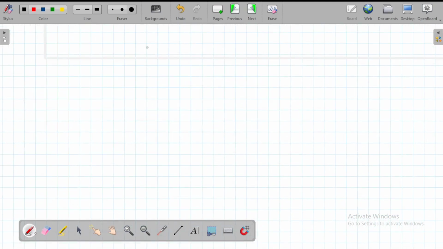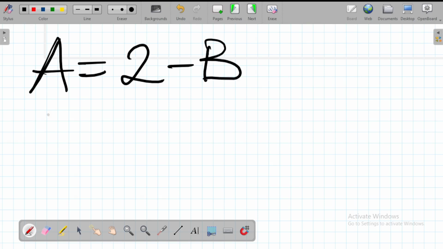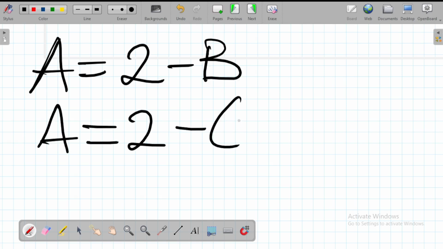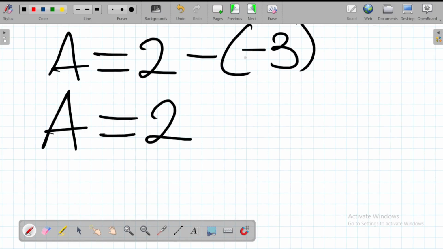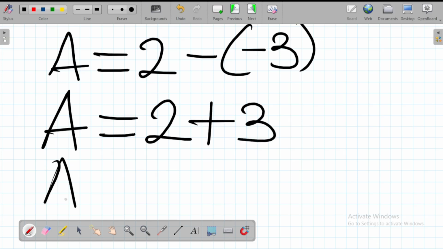So let's put the value of b into a. Remember that a is equal to 2 minus b. So a is now equal to 2 minus, the value of b is negative 3. So a is equal to 2, minus multiplied by minus becomes plus, and then 3. So a is equal to 5.